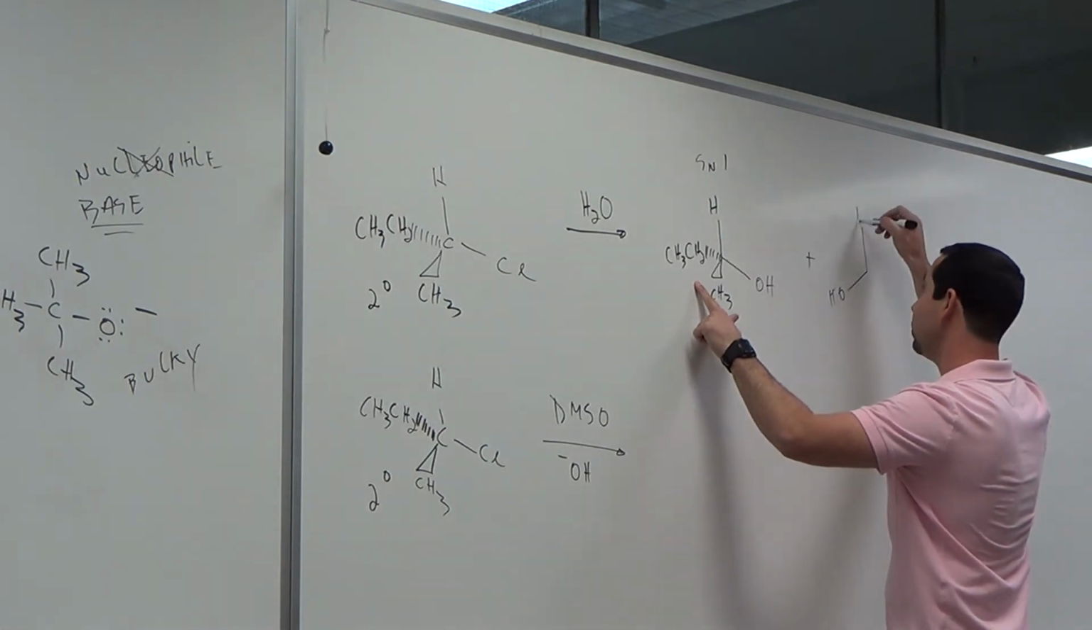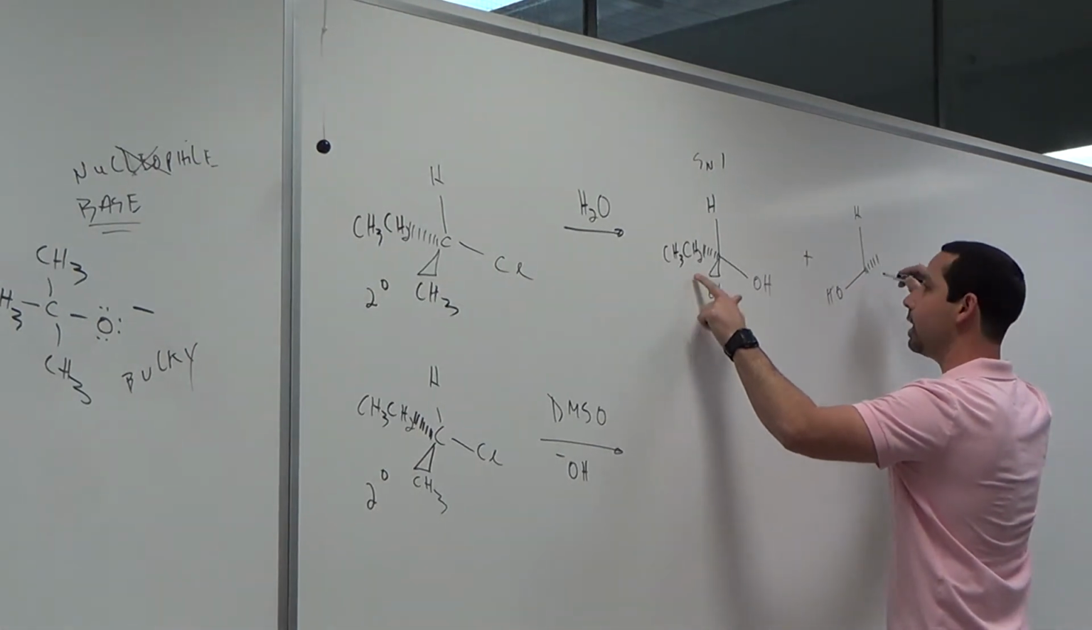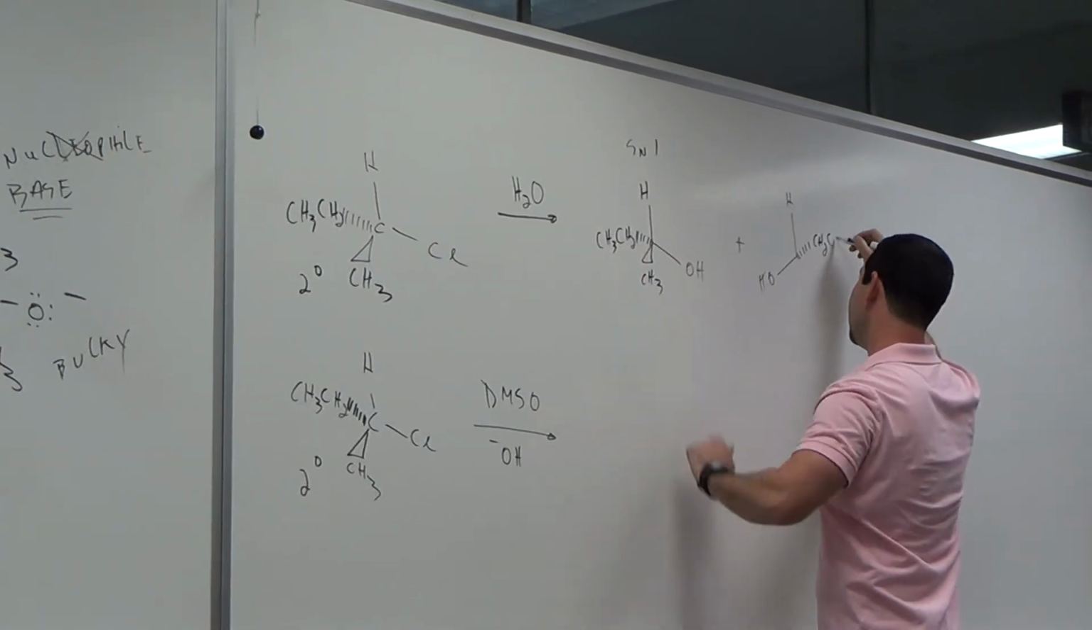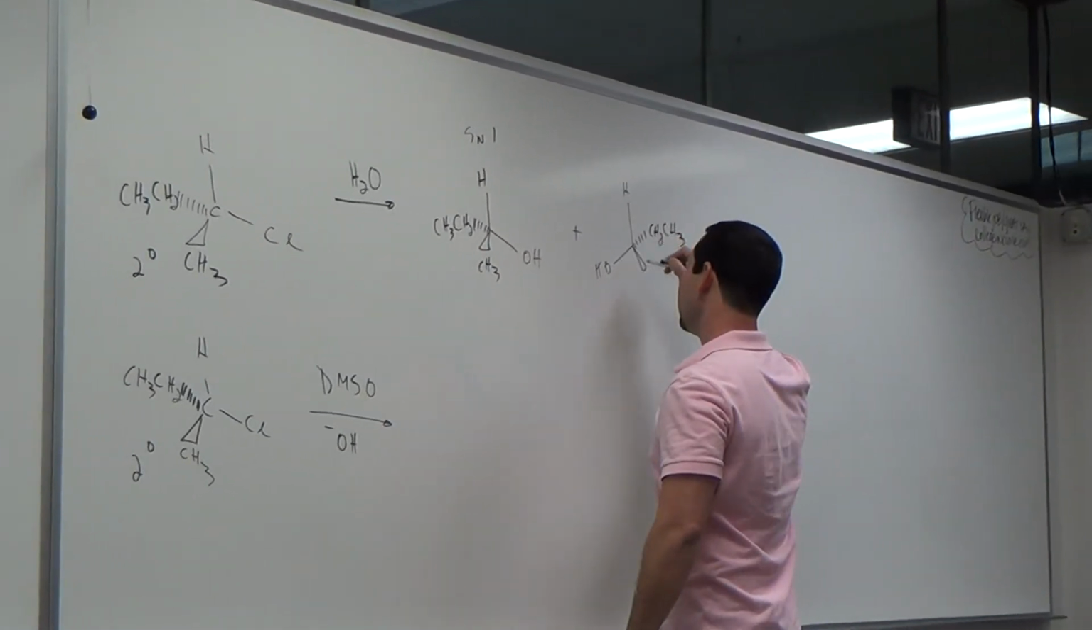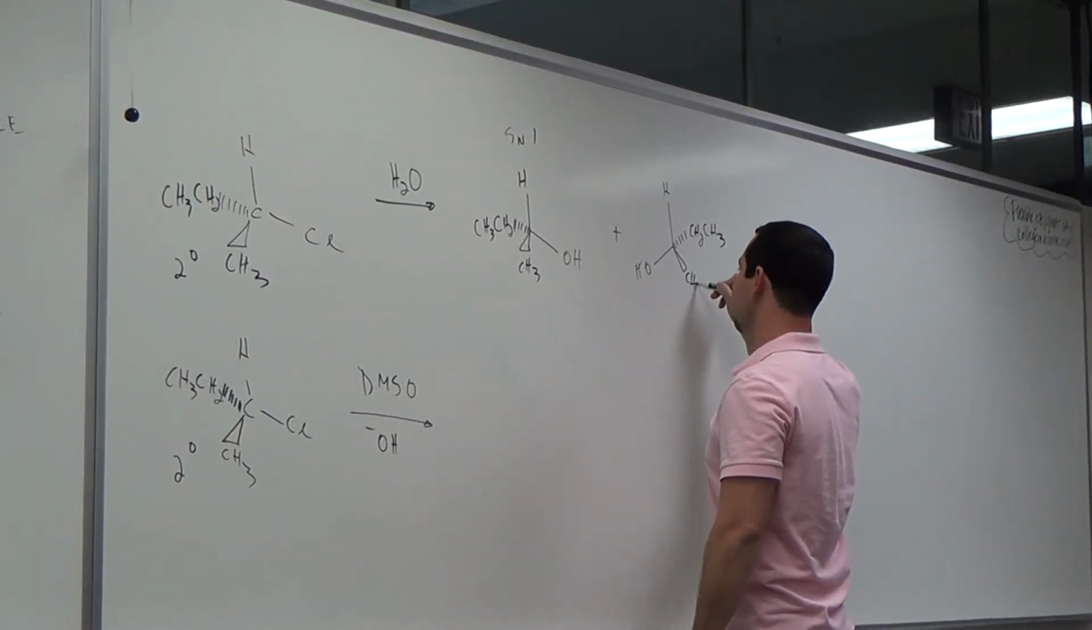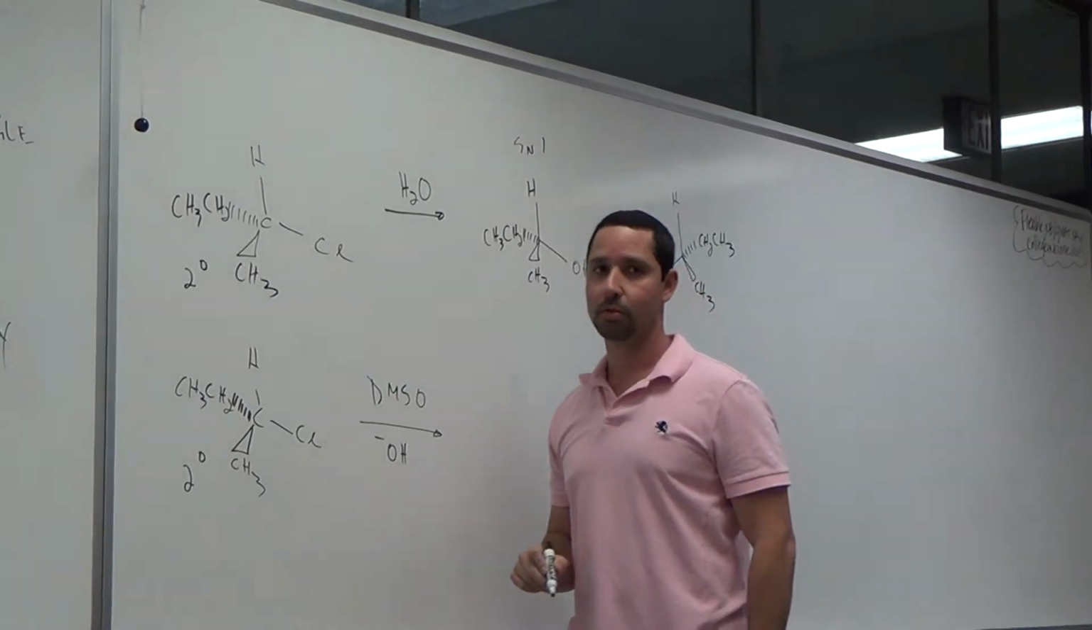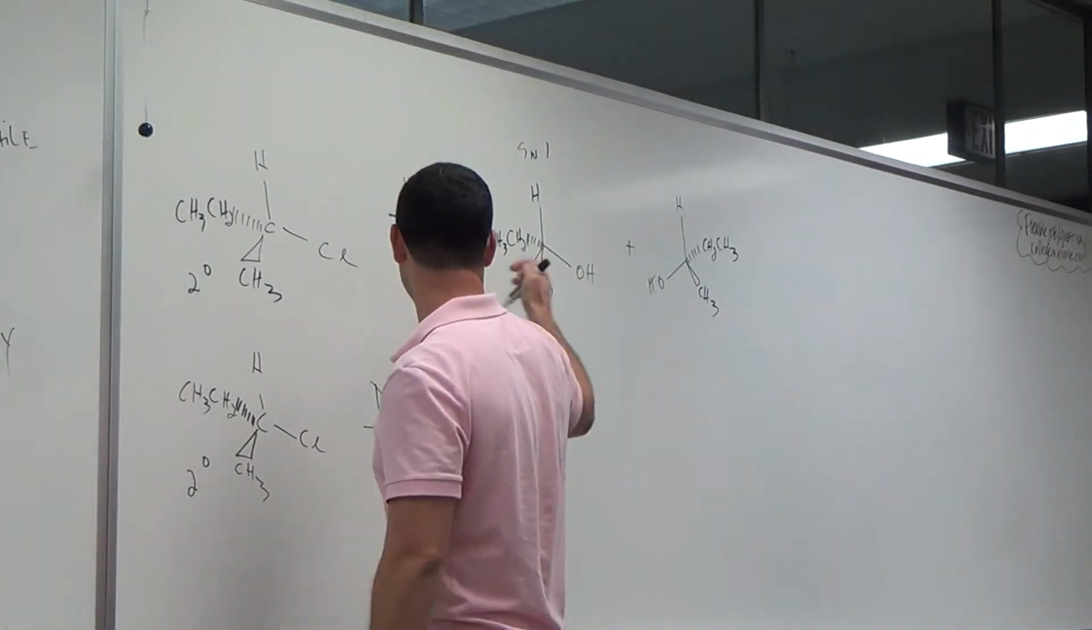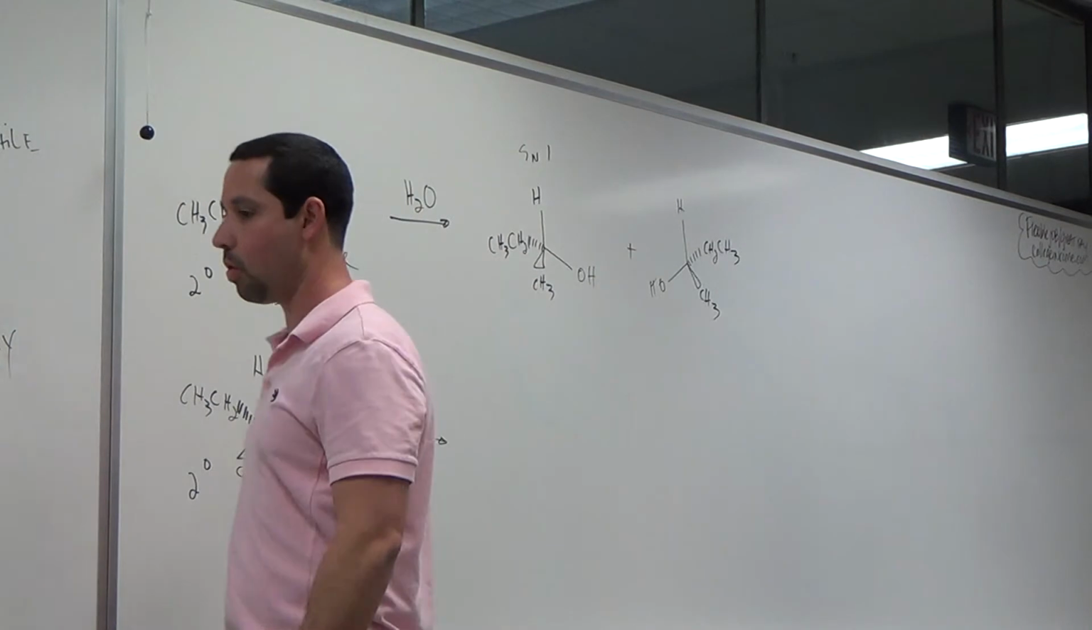So I'm going to go like this. Here's the OH, the H. Towards the back, I have the CH2, CH3. And towards the front, I have the CH3. Label this as R or S, R or S, and R or S.